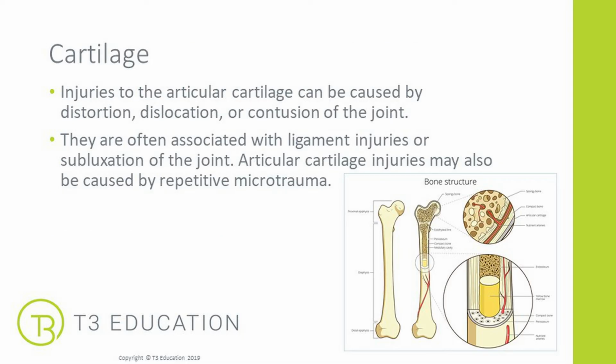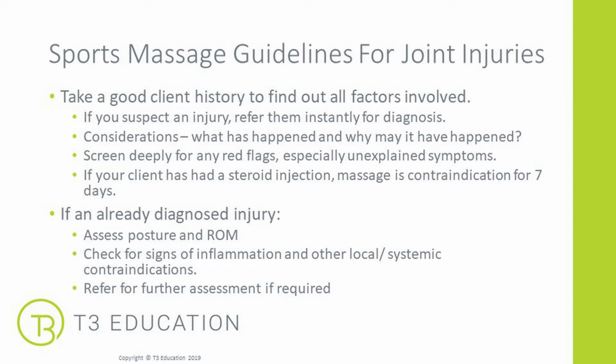The next type of injury is a cartilage injury, and this is where there is an injury to the articular cartilage, which can be caused by a distortion, dislocation, or a contusion of the joint. They're often associated alongside ligament injuries or a subluxation, so a dislocation of the joint itself. They may also be caused by repetitive microtrauma to that particular area. The signs and symptoms of a cartilage type injury may be pain on movement, inflammation and swelling around that area, tenderness also.